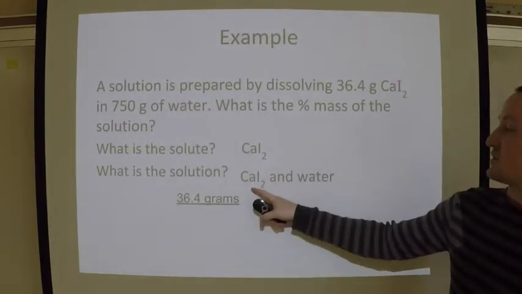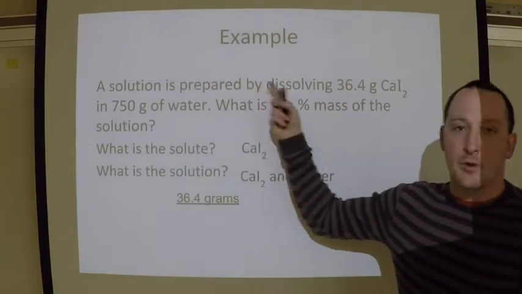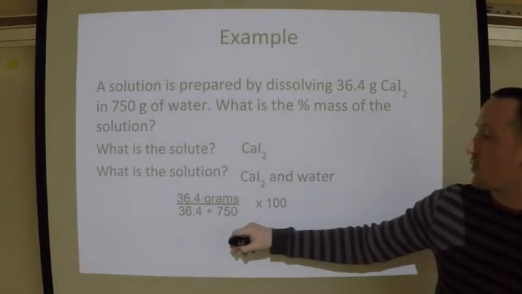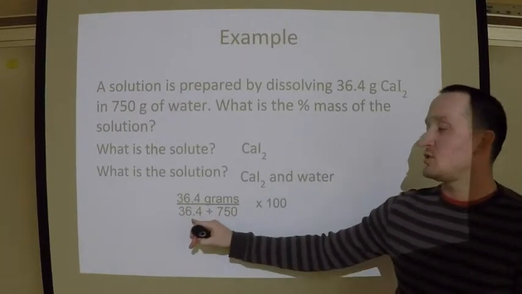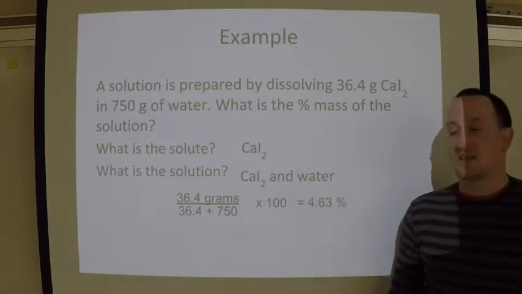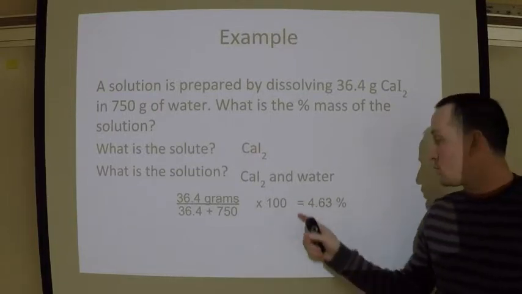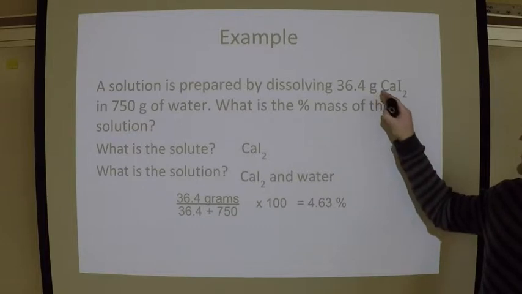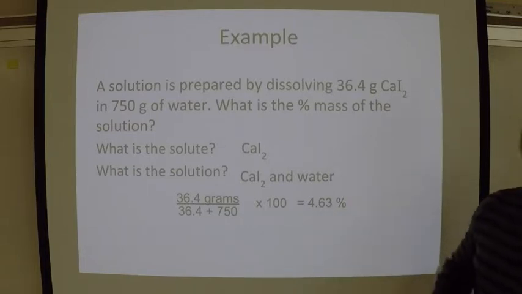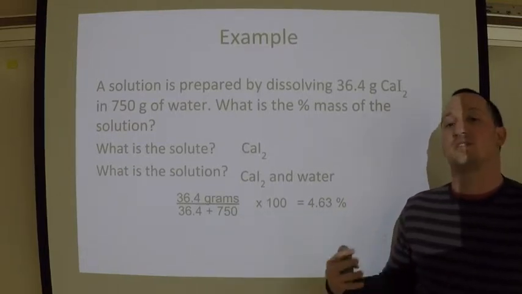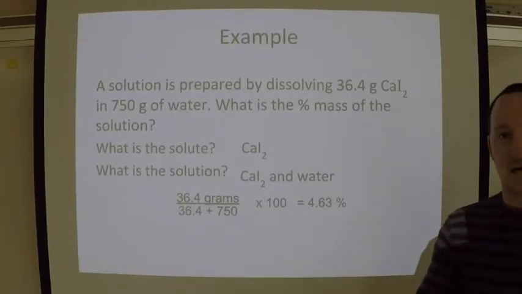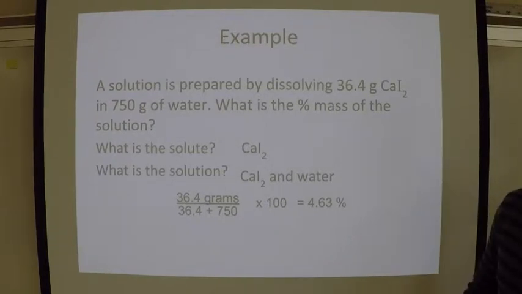Then I'm going to divide by the mass of my solution. Well, if my solution is calcium iodide and water, then I need to add up their masses to get the mass of my solution. So I do 36.4 grams divided by my solute and solvent added together times 100, and that would give me 4.63%. So this would be my answer. The mass percent of calcium iodide in this solution is 4.63%, meaning 4.63% of this mass is calcium iodide. All right? It's the second type of problem you're going to be required to do in this unit.